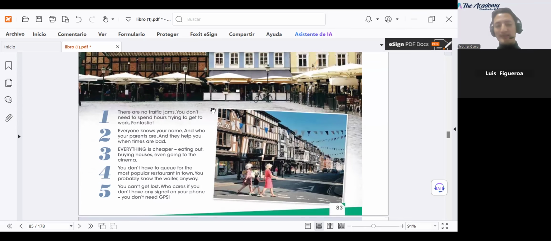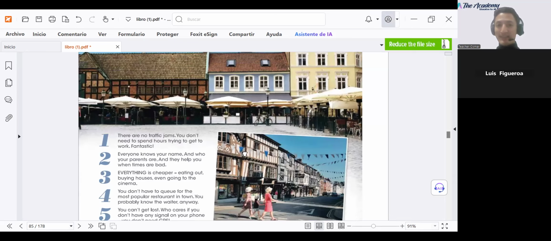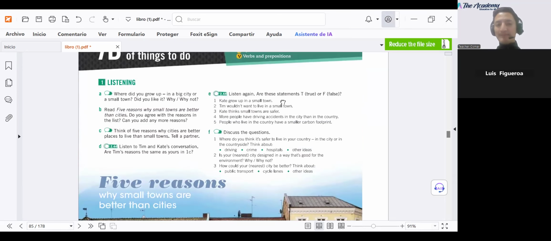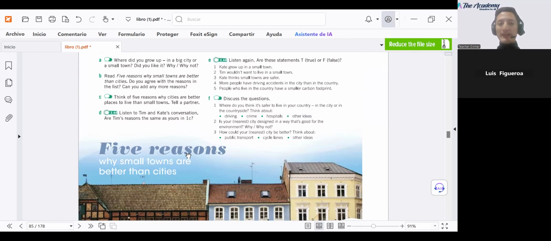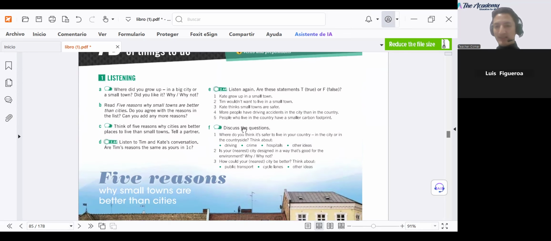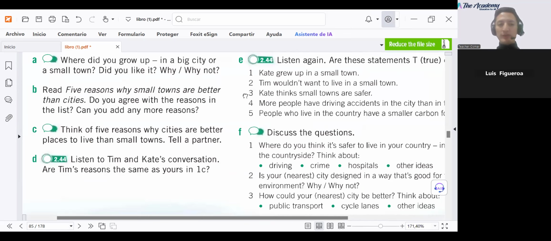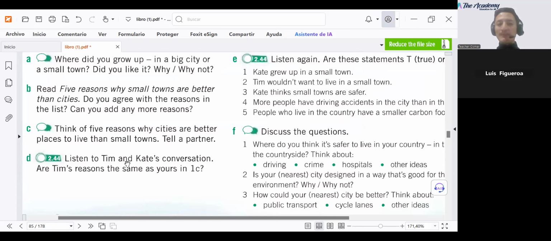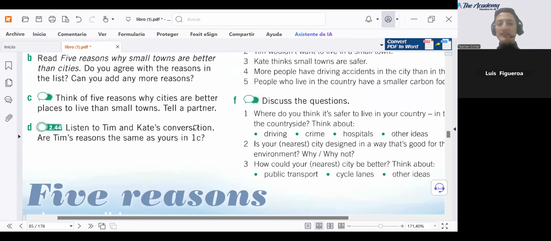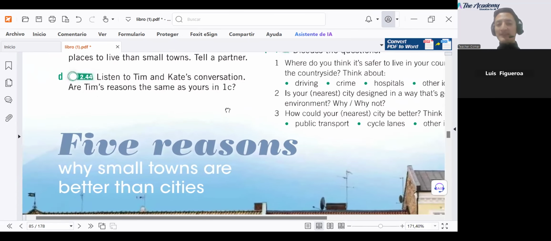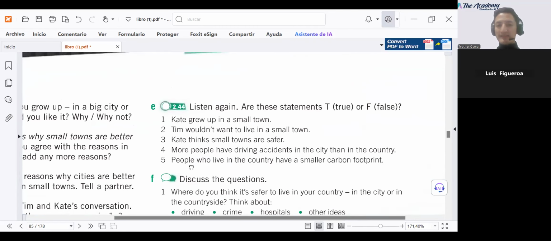Vamos a ver primero, we're going to do another listening, Luis. Yo sé, ahí no me dices teacher, no he venido en tiempos y el día de hoy me está bombardeando de listenings. Ya, es súper importante para no perder la costumbre, ok? Y luego, Luis, vamos a hacer una activity de escritura, writing. Okay, so 5 reasons why small towns are better than cities. Luis, take a look. We are going to listen to Tim and Kate. They are two friends and they are discussing about the small towns versus cities.